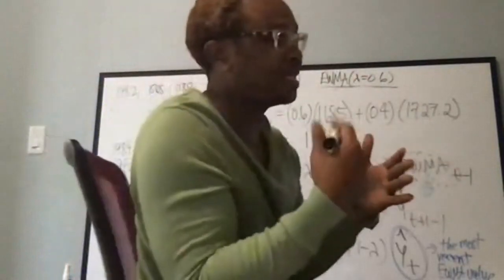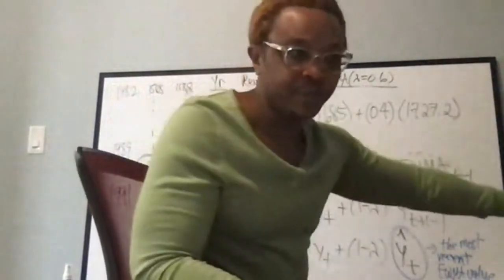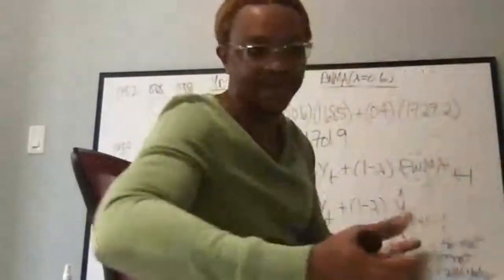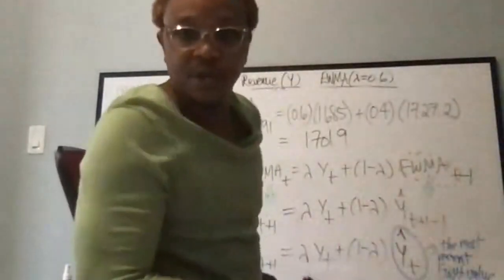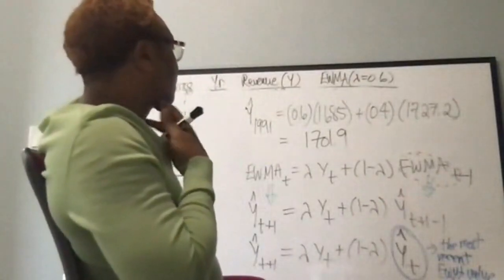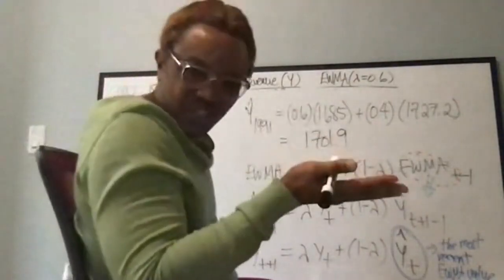Unfortunately, we don't know how to predict 2 time periods in the future. We only use this when we want to predict 1 time point in the future, t plus 1. That's it, and we sort of go from there. All right, questions? I mean, this isn't too difficult, right?